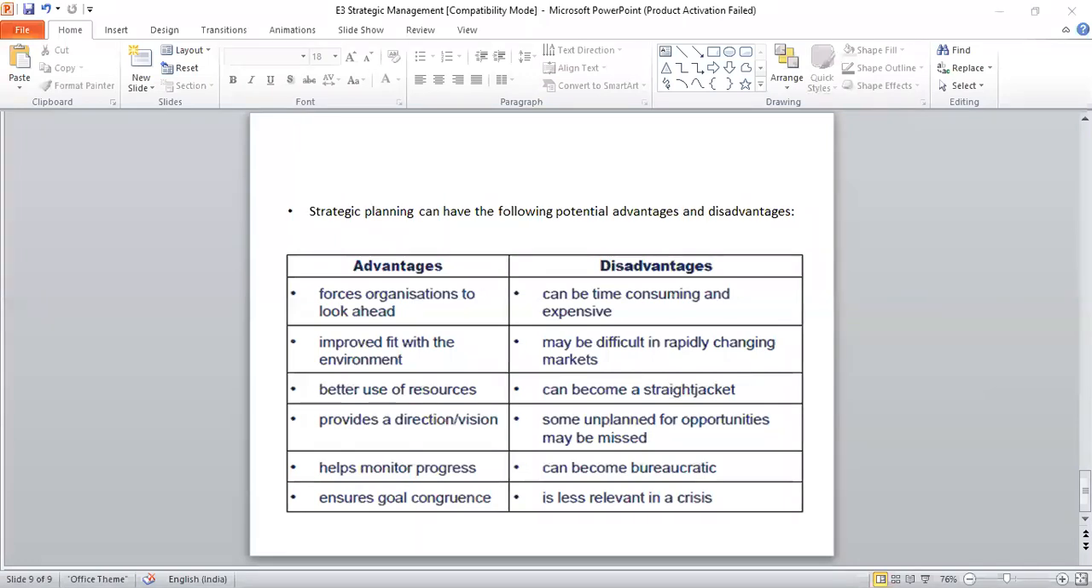It can become bureaucratic because it's the same procedure everybody follows. Okay, and then it is less relevant in a crisis. Some uncertainty arises, some events arise which are not according to the plan. If there is a variation in the plan, and a crisis arises, then this planning becomes irrelevant.